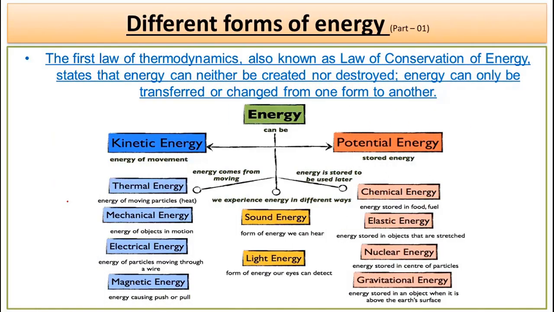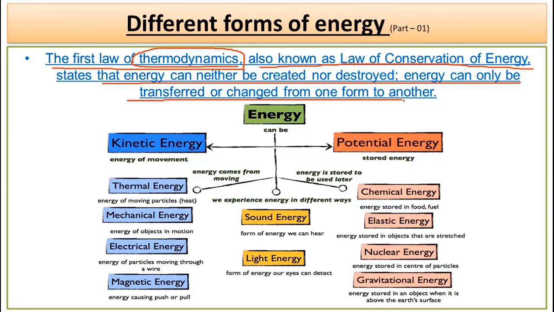Now let's understand the different forms of energy. Before we go for different forms of energy, we need to see the first law of thermodynamics. You will understand about thermodynamics in your higher classes. Thermodynamics is a part of physics which deals with the study of energy. Now, the first law of thermodynamics is also known as the law of conservation of energy. According to this law, energy can neither be created nor be destroyed, but it can be transferred from one form to another form. Thus, you can see so many different forms of energy.